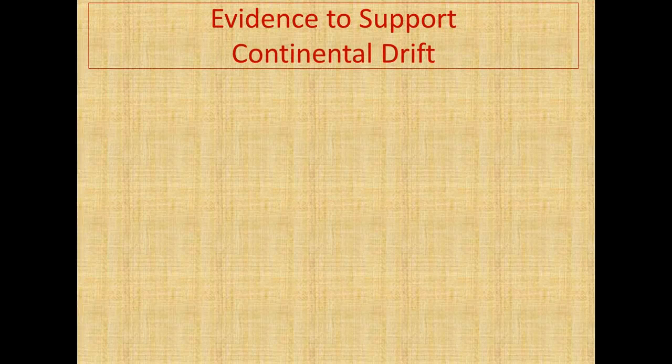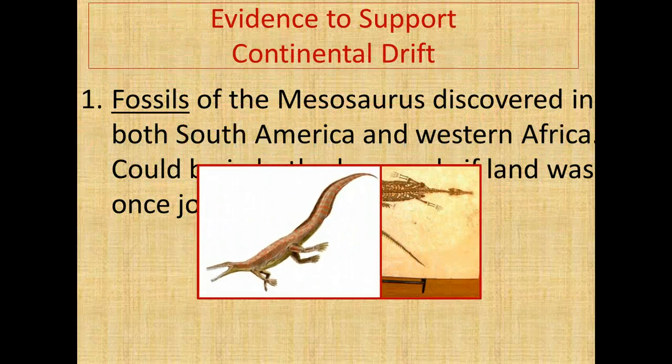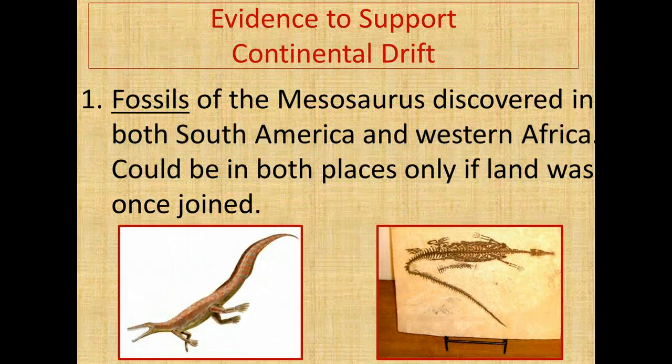All right, let's look at the evidence that Wegener used to support his hypothesis of continental drift. His first piece of evidence was the fossil evidence of the Mesosaurus, which was discovered in both South America, on the eastern edge of South America, and the western edge of Africa. And the only way that these two fossils could be on those coasts was if both those coasts were originally together. So that was his first piece of evidence, was that both of those continents were close to each other or once joined.